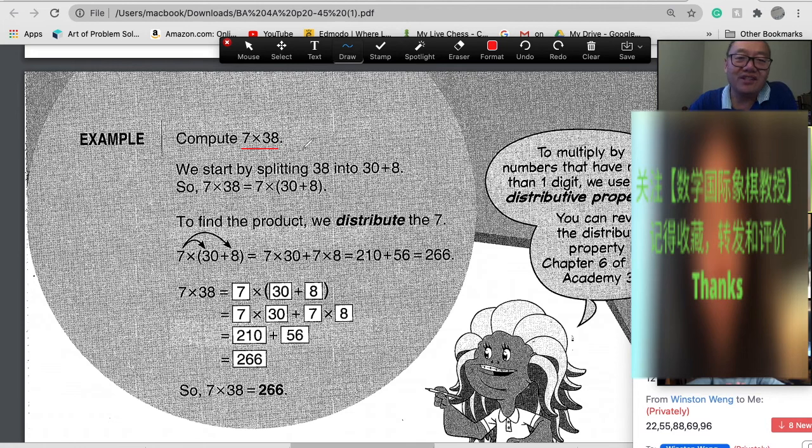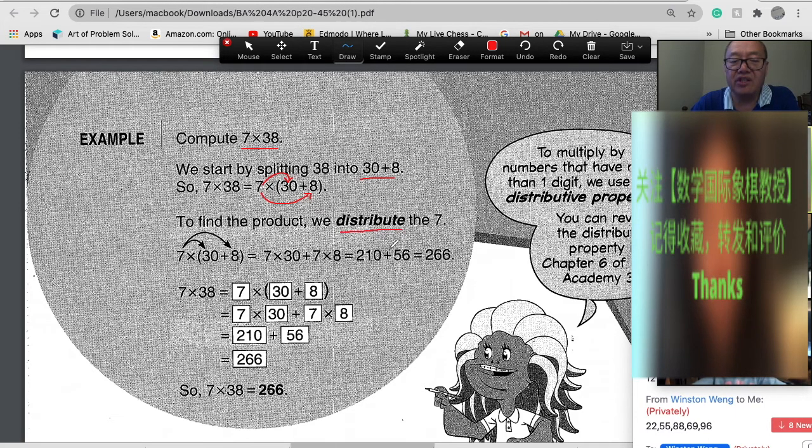To do this, we can write 38 equals 30 plus 8, right? Then 7 times 38 will equal 7 times parentheses 30 plus 8. Then you distribute this 7 to each number inside the parentheses. You do 7 times 30, that gives you 210. Then you add 7 times 8. So you do this, then that, then add them together.